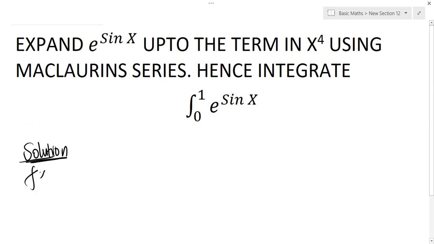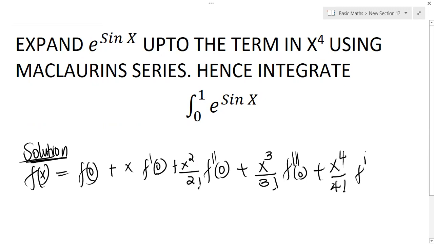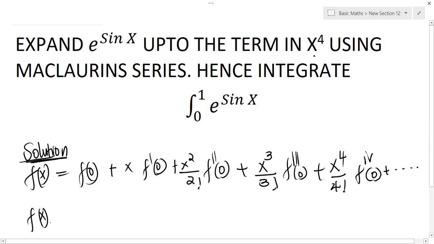We can express a function f of x as f of 0 plus x f prime of 0 plus x squared over 2 factorial f double prime of 0 plus x cubed over 3 factorial f third prime of 0 plus x raised to power 4 over 4 factorial f fourth prime of 0. So we'll go all the way up to the term x raised to power 4. Now our f of x is exponential sine x.